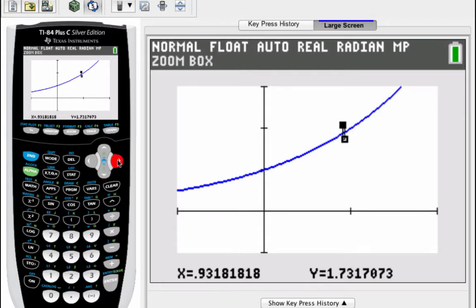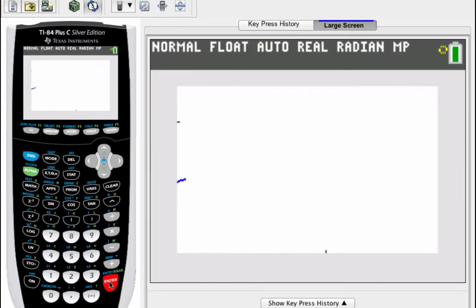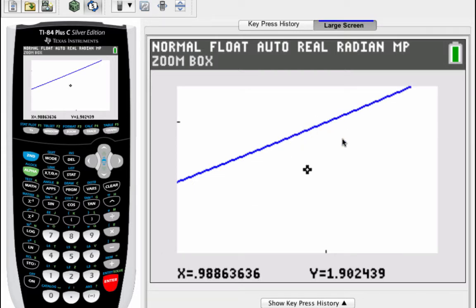So scroll over. X is now larger than 1. Hit enter, and it's going to zoom in on just that region. And it looks like a straight line. Okay, so I want to estimate what the value is of f prime of 1. So in other words, I want the slope of the tangent line. And since the function looks a lot like a line right now, the slope of the tangent line will be pretty much the slope of what I approximate.